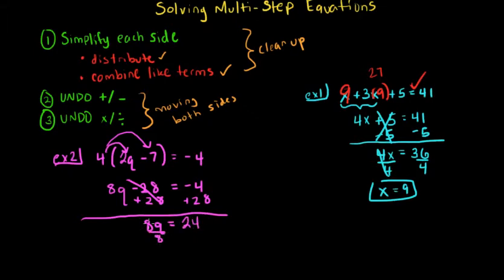So this cancels out, leaving me with 8q equals negative 4 plus 28, that's just 24. Divide both sides by 8. 24 divided by 8 is 3, so q is equal to 3. Now remember, that's not the only way to solve that. We could have gone about that a totally different way.